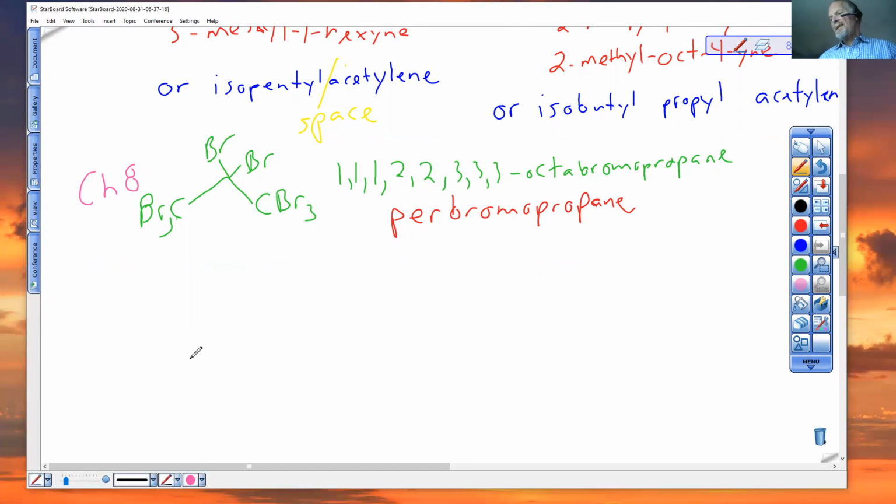Chapter 9. No new nomenclature there. That was just analysis of reactions. Chapter 10. We had alcohols. Let's see what happens if we have a little bit of everything in our alcohol. Alkyne. Alkene. Alcohol.